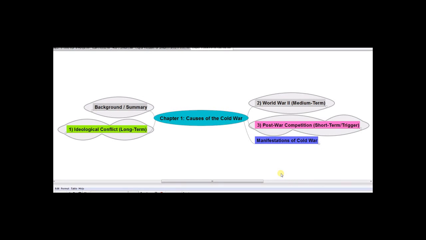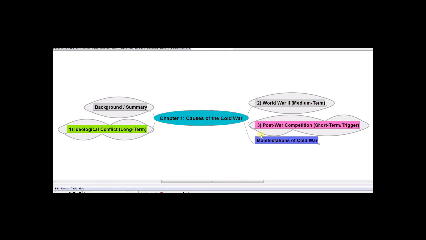So now that we've looked at the concept of the Cold War, we're going to think about how the Cold War itself started. Okay, firstly, I'm going to provide you with some background on the Cold War. Then I'm going to talk about ideological conflict, basically the long-term causes of the Cold War. And we're going to look at World War II itself: what happened during World War II which caused the USSR and the USA and its Western allies to go from being allies to becoming adversaries at the end of the war. And we're going to look at post-war competition, so immediately after the war, what happened and how certain events caused the two allies to become two adversaries.